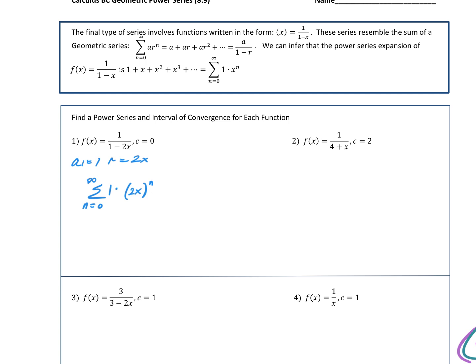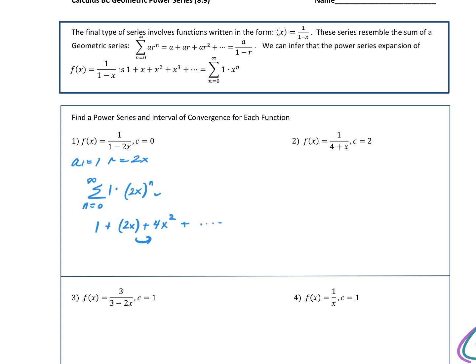power series, okay? So I could now expand this out if I wanted to, right? I would get 1. If I plugged in 1, I would get 2x to the first power. If I plugged in 2, I would get plus 4x squared, and so forth and so on. And you'll start to see that the r here is 2x. If we go all the way to infinity, we're going to get the same value of the function, okay?